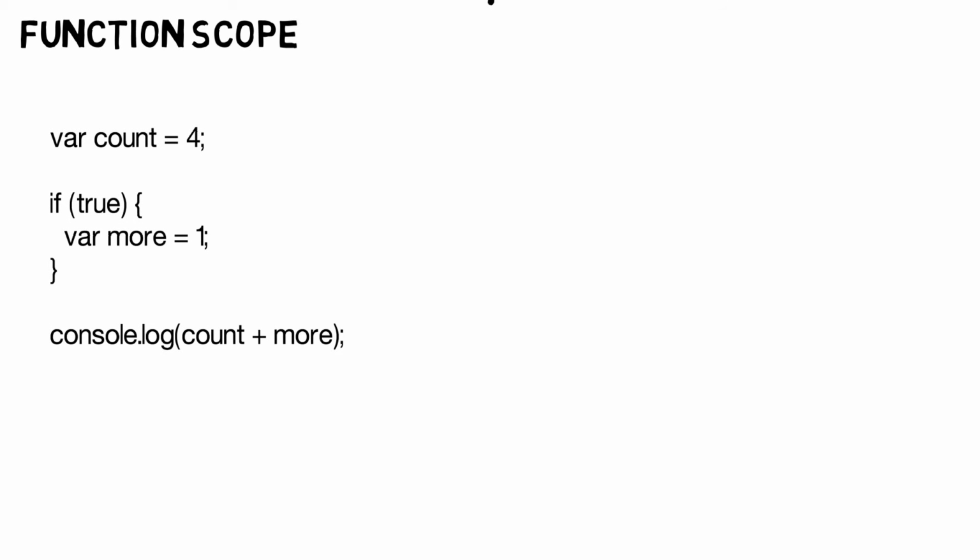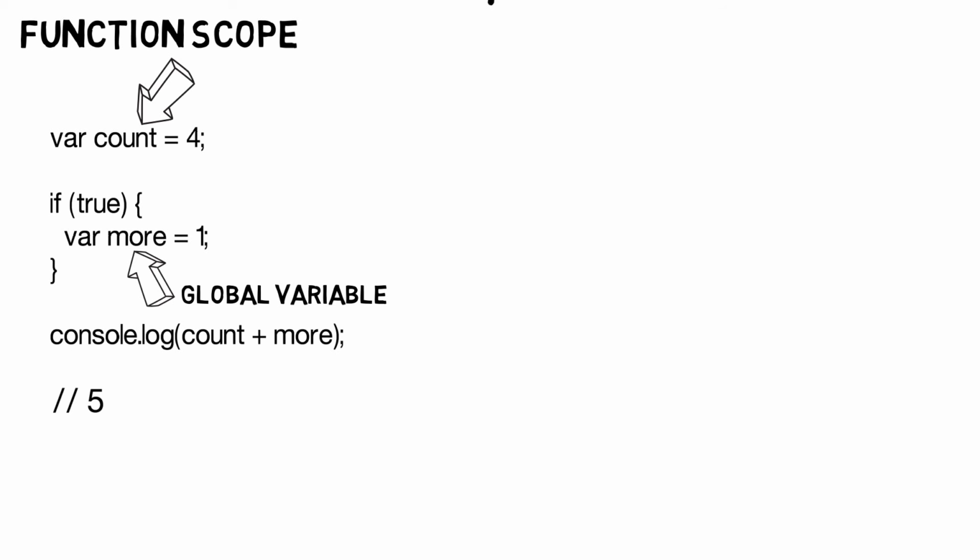If we were to look at this block of code declaring our variables with the var keyword, what would we expect to log to the console? Because the var keyword is not declared in a function, both count and more have a global scope. This means that our console.log can find the count value of 4 and add it to the more value of 1 and add them together to get a result of 5. This is because they are global variables and our console.log method can see them both.